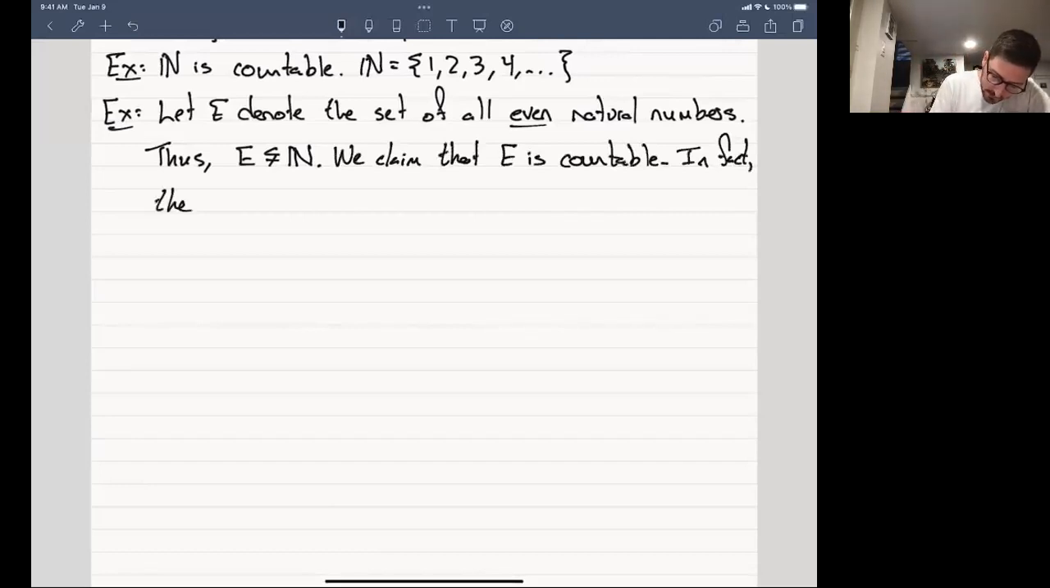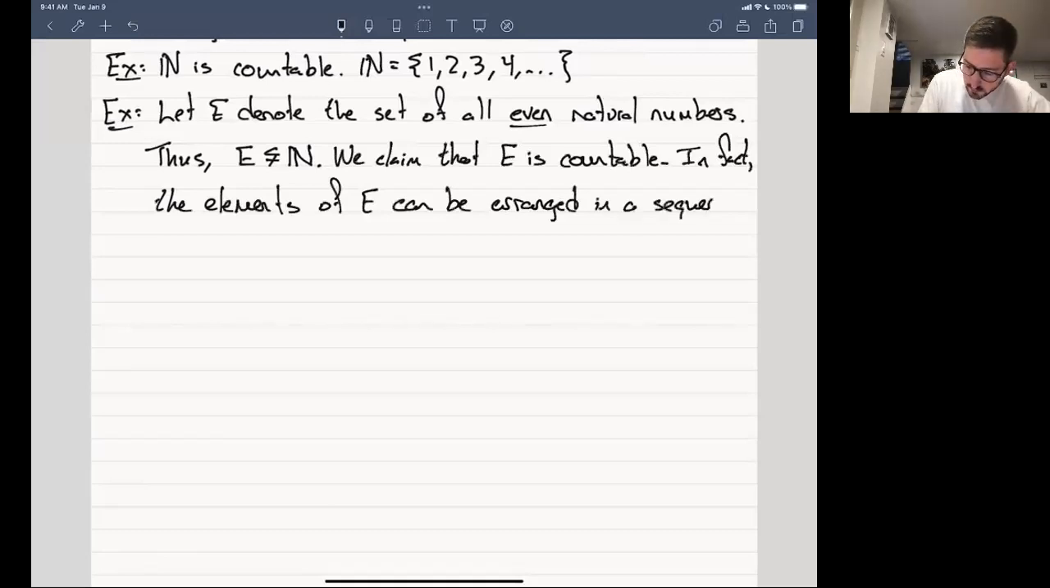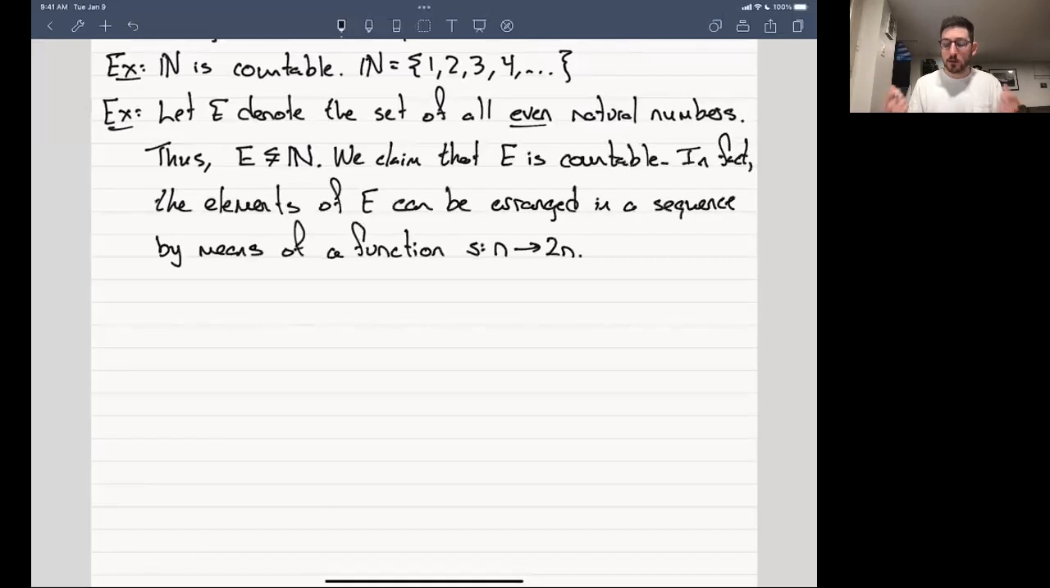Well, in fact, the elements of E can be arranged in a sequence by means of a function. Remember, sequences can always just be thought of as functions from the natural numbers into, say, the set of real numbers. And this function is going to be S, which takes n, a natural number, and gives it 2n. And this thing gives you every single even number, right? So you say, put 1 into this function, it gives you 2. Put 2 into this function, it gives you 4. Put 3 into this function, it gives you 6.